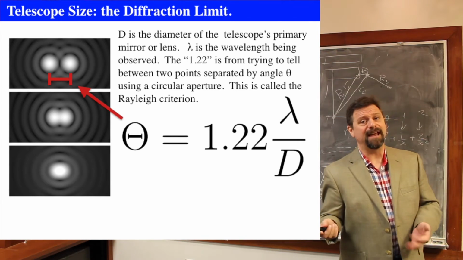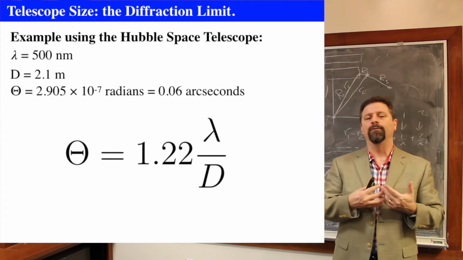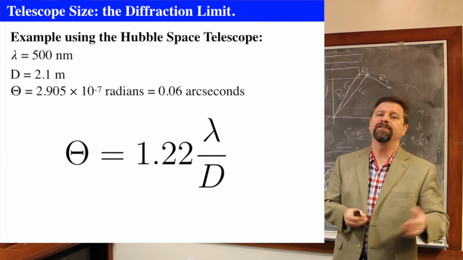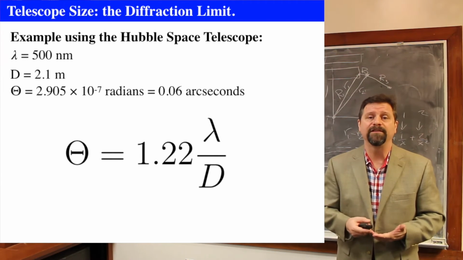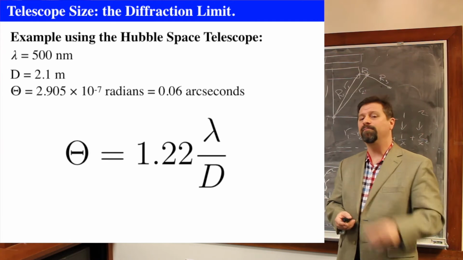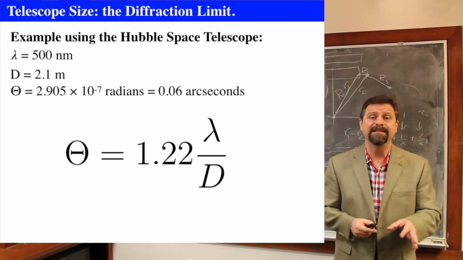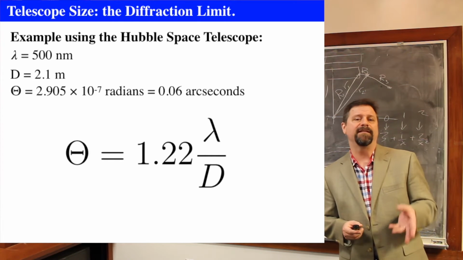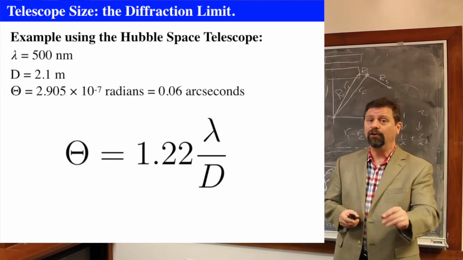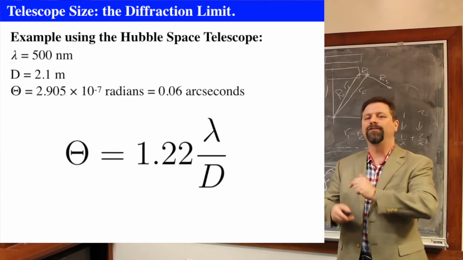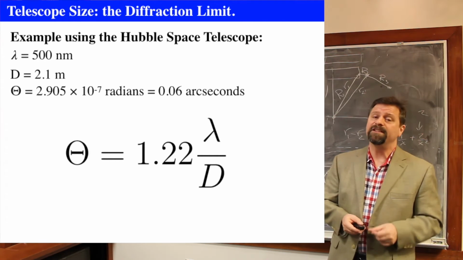All right, so as an example, the Hubble Space Telescope is up in space. It can look at visible wavelengths, so a typical bluish-greenish visible wavelength is about 500 nanometers. The diameter of the Hubble Space Telescope is 2.1 meters. So if we plug it into this Rayleigh criterion equation, we get that the angular size, the diffraction limit, is about 3 times 10 to the minus 7th radians. Remember from the beginning, we're looking at really small angles, so this is good. And that means about 0.06 arcseconds. So the Hubble Space Telescope's diffraction limit is 0.06 arcseconds.